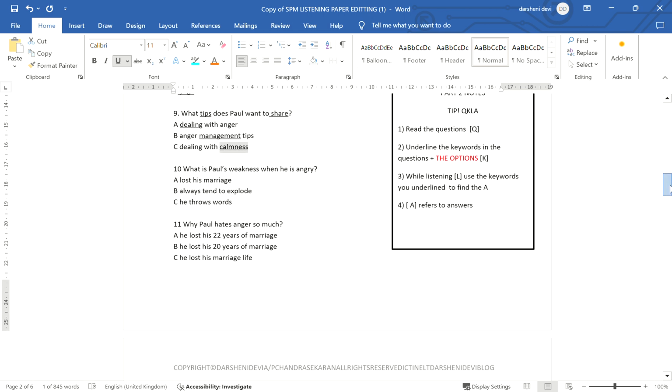And then let's look at question number 4. Weakness. They want to know about weakness. Whose weakness? Paul's weakness when he is angry. So this is another keyword. Let's look here. He lost. They're talking about marriage. So I think the keyword here is marriage. And then explode. That's another keyword. Throw words. This is also another keyword. So when we listen to the audio, we need to see which of these keywords appears that talks about his weakness. That is the answer.